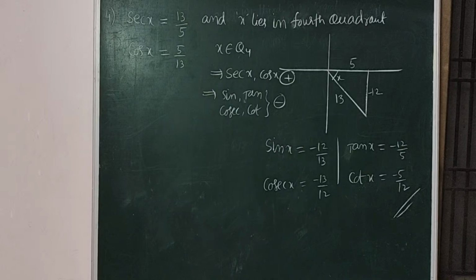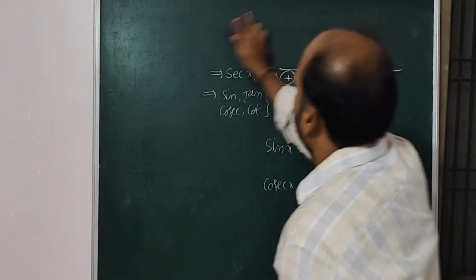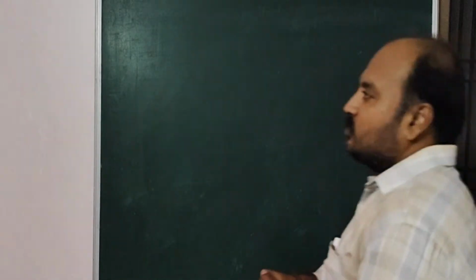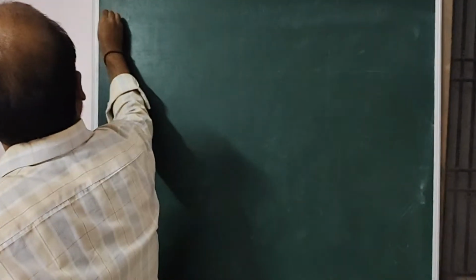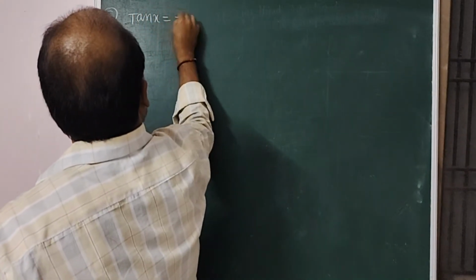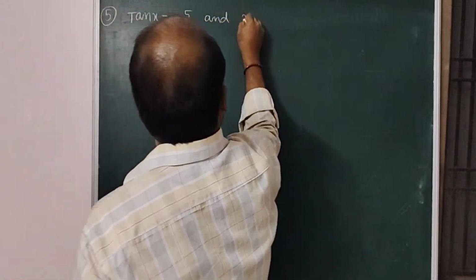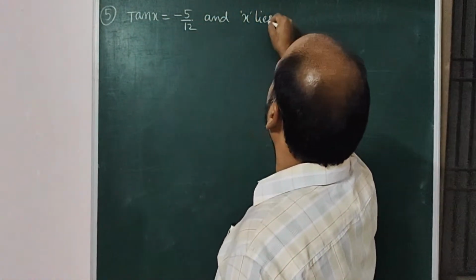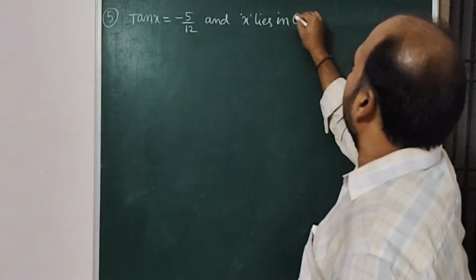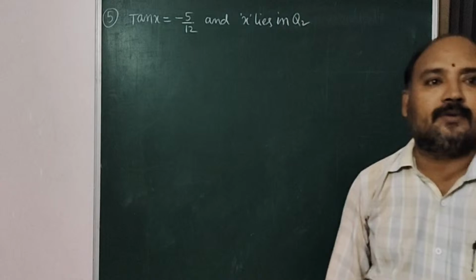Yes, we'll move to question number 5. For this question number 5, tan x equal to minus 5 by 12 and x lies in quadrant 2. Directly I am writing like this, quadrant 2. Okay, dear students.